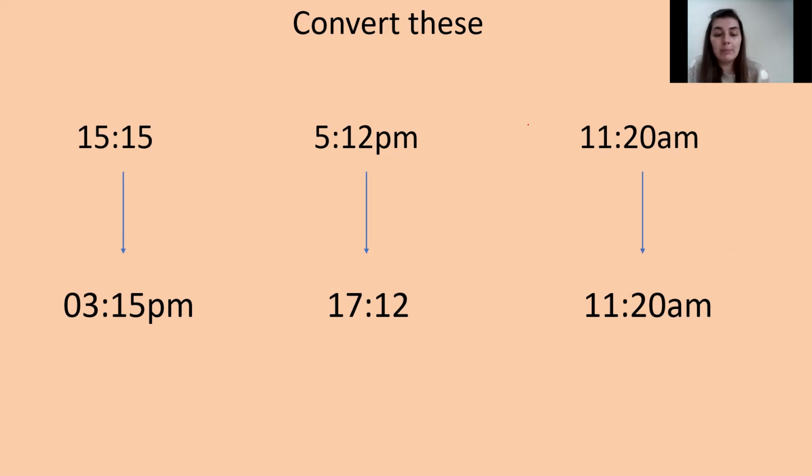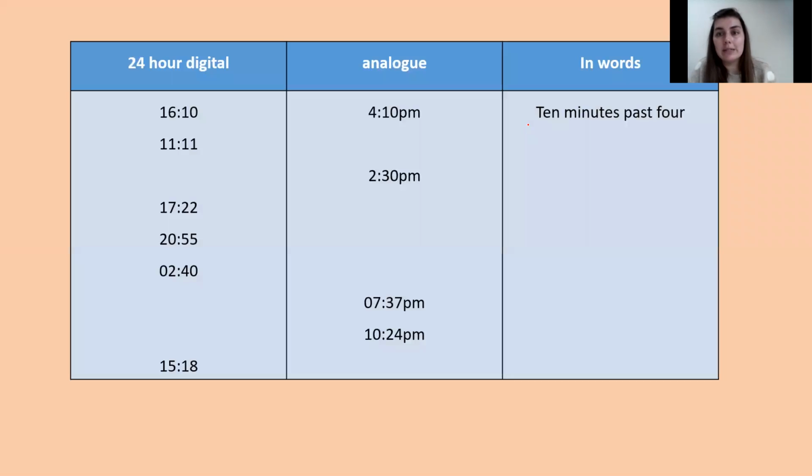Now, with this all in mind, your activity today is to convert the times or interchange them from a 24-hour clock and a 12-hour clock, and then to write them in words. So the top line has been done for you. So 16:10 is the same as 4:10 PM, and in words that is 10 minutes past 4. So the first one is done for you. Pause the video here so you can complete the rest of the table.